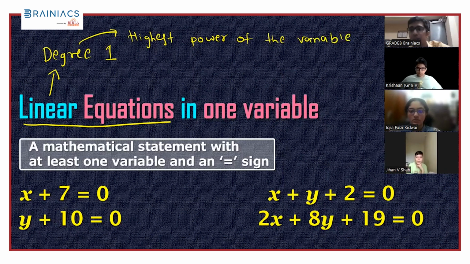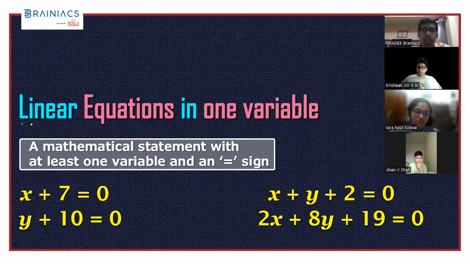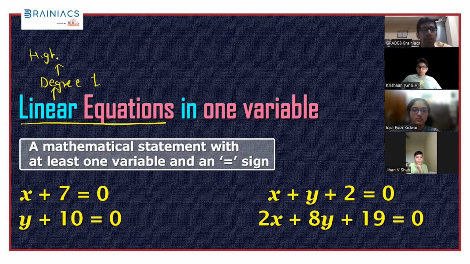Okay, I will give you some examples. Everybody please listen. I will just explain once again. Linear equation means what, beta? An equation whose degree is 1. And degree means what, beta? The highest power of the variable.